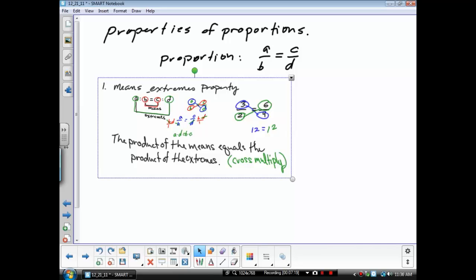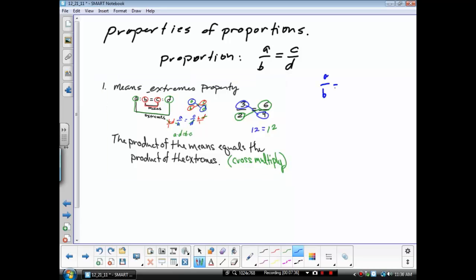We can tell if two proportions are equivalent if we use the means extremes property on both of them. So the means extremes property for A is to B as C is to D, when we use it, we get A times D, and I don't want an equal sign, so let me put a little arrow there instead of equal. A times D equals B times C. This is my means extremes property.